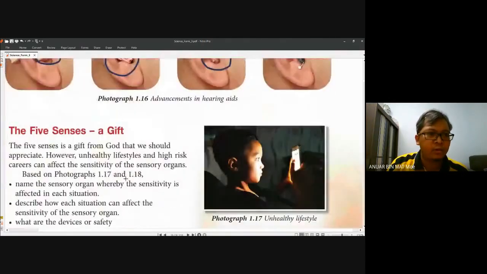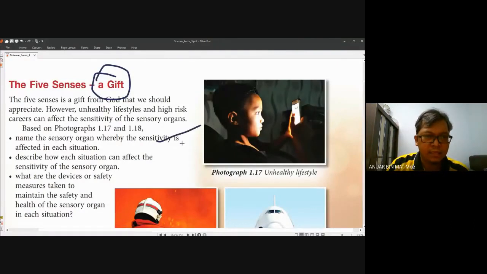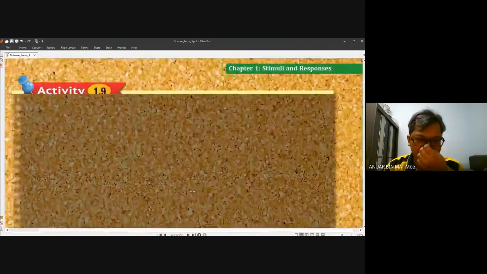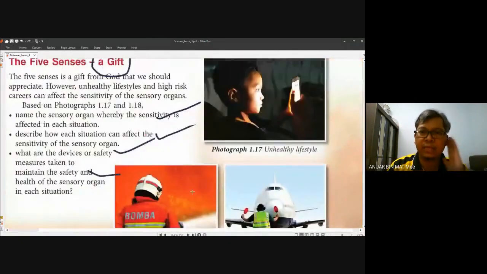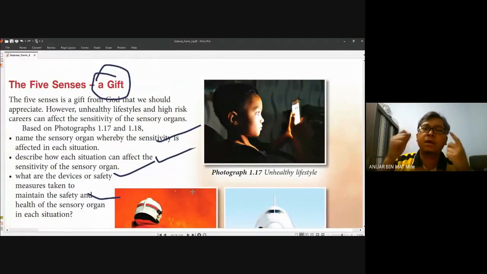Right. So, five senses, a gift. Ini adalah kenapa kita mesti jaga kita punya sensory organ. Kamu boleh baca sendiri. 1, 2, 3, 4 ini. Alright. Dan itu kamu boleh baca sendirilah ya. Kenapa penting kita mesti jaga lima organ ini. Ya, mata, eyes, the sense of sight, the sense of smell, the sense of hearing, the sense of touch, and the sense of taste. Mesti.